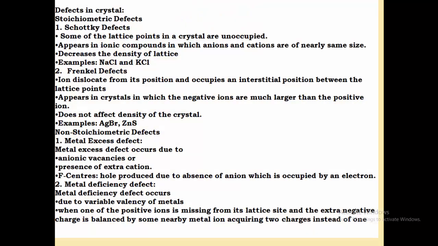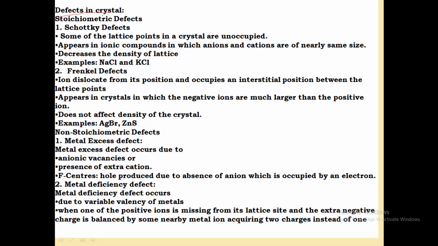Next, defects in crystal. As you know, there is a regular arrangement of particles in a crystal, but there are certain defects in the crystal. That means at some point the arrangement of particles is not regular. There may be presence of empty space, or there may be absence of one or two particles in the particular arrangement of particles. Due to that, defects arise in the crystals. That deviation in the arrangement of particles is said to be a crystal defect.